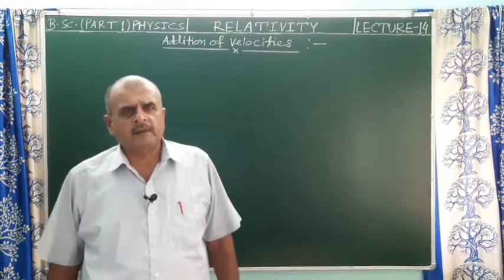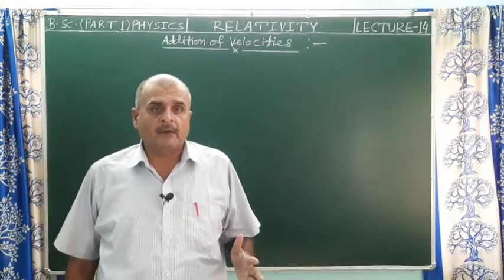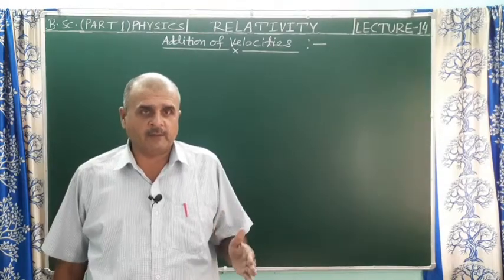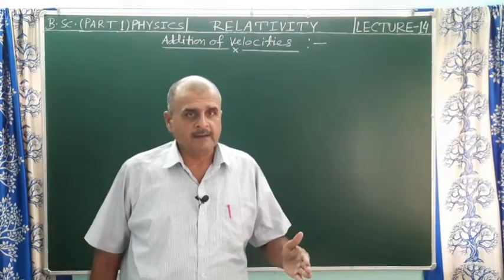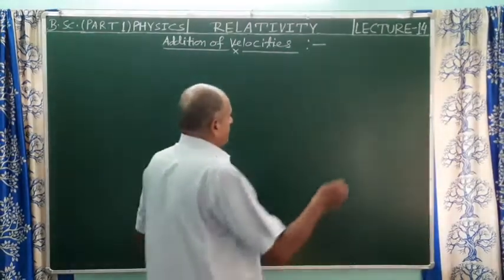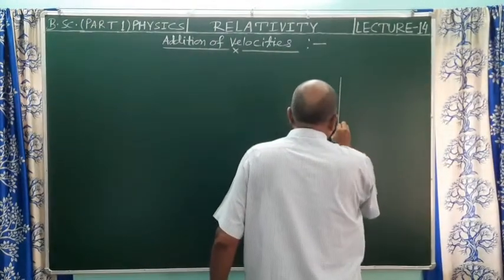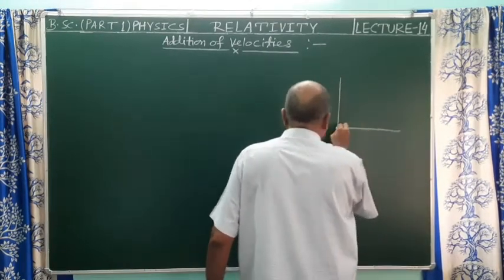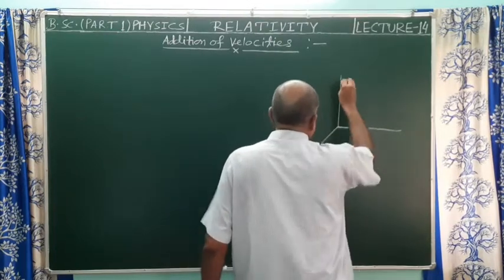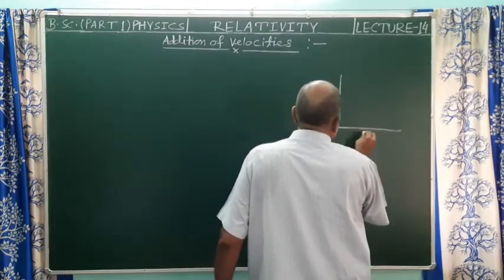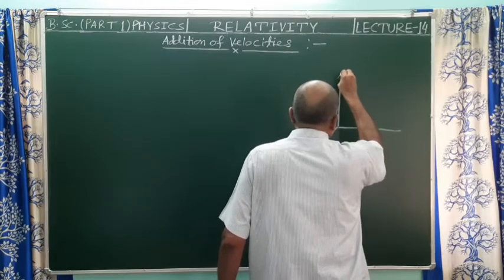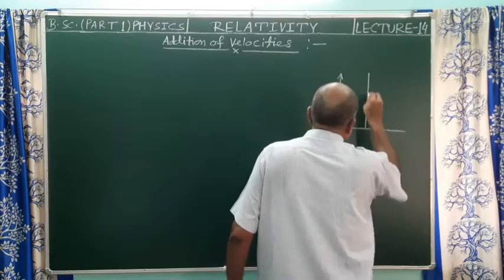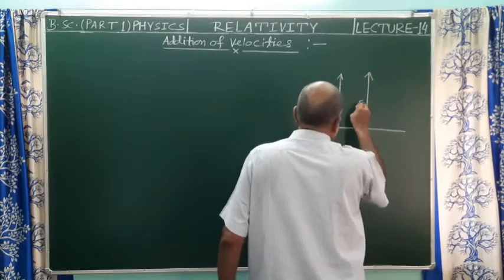Suppose two frames, both inertial frames of reference S and S dash, in which the latter, frame S dash, is moving with uniform velocity v relative to frame S. A frame of reference is a set of three coordinate axes in actual practice. Suppose the x-axis of both frames coincides. These are the two frames S and S dash.